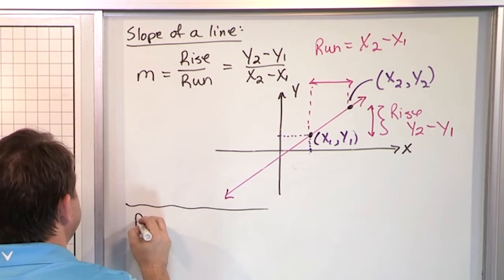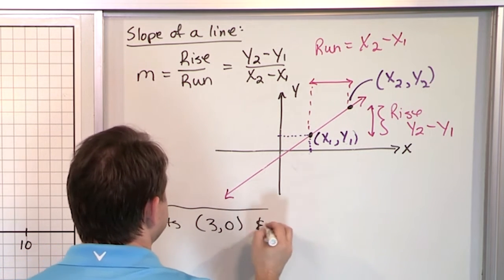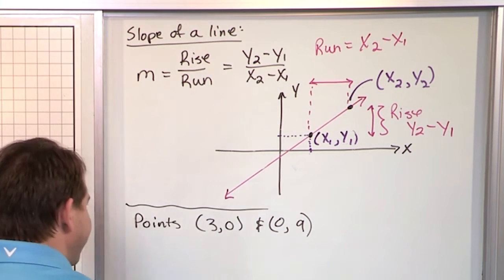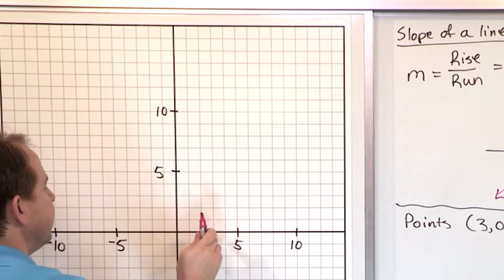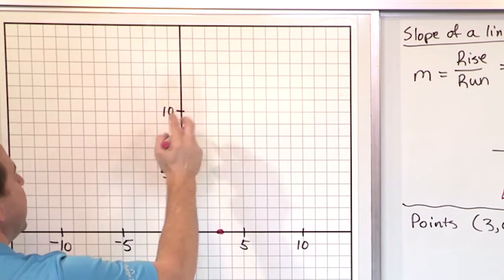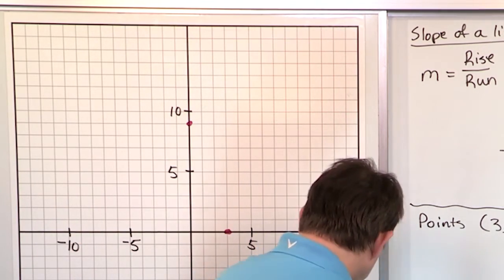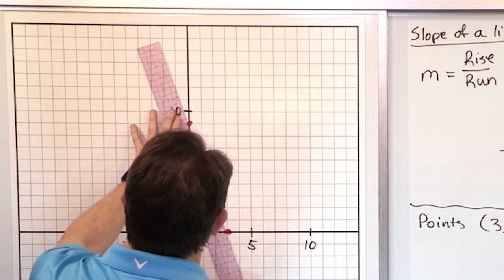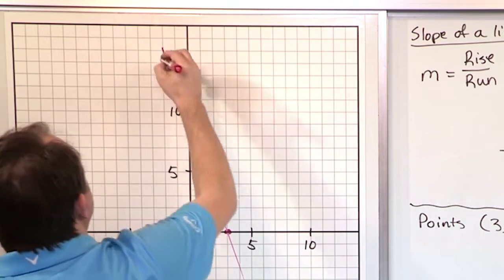So let's say you have the points 3, 0, and 0, 9. And we want to go ahead and calculate the slope of this line. But before we do it, let's plot these points and see what it looks like. 3, 0 is 1, 2, 3, 0. That's right here on the axis. And 0, 9 is up here on the y-axis. So before we go farther with this, let me put this down. And I'm going to draw a little line through these two, as best I can.